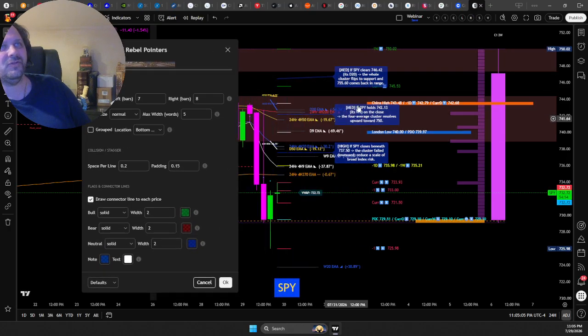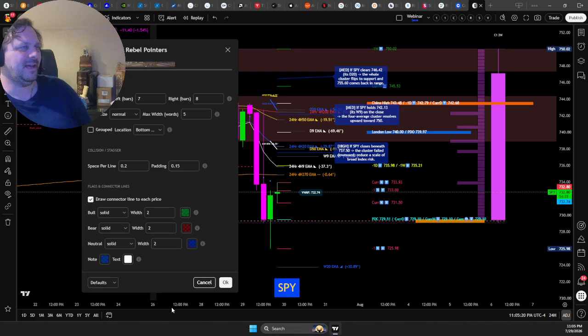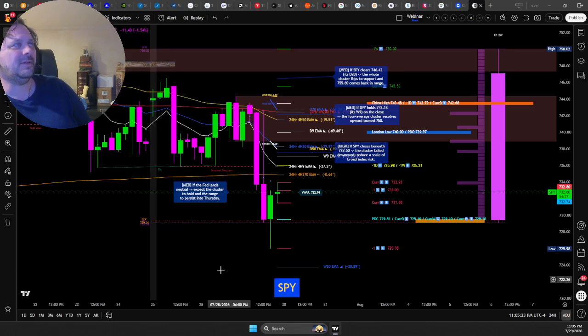I try to make them a little transparent so that you can send them behind things or see stuff behind them as well. But again, these are really designed to give you essentially trade ideas, important levels to look at based upon the data that I'm working on every day. So between all of that we have there.